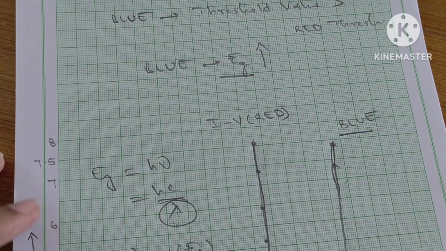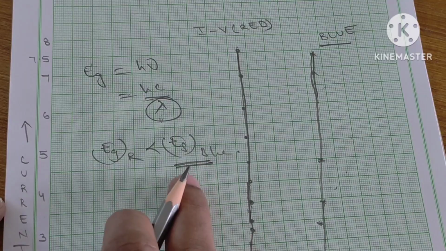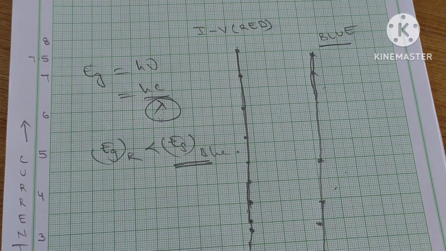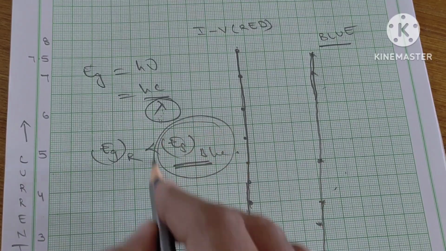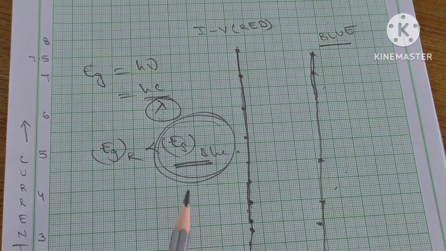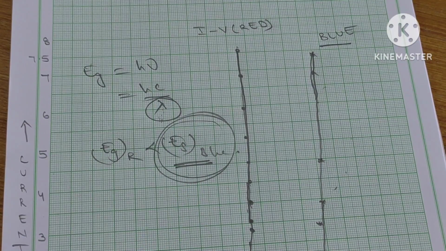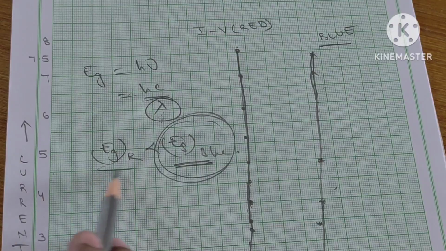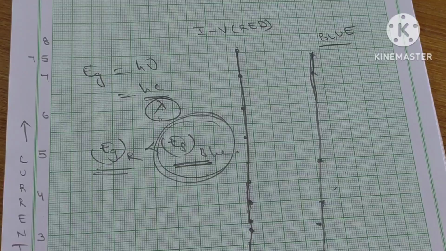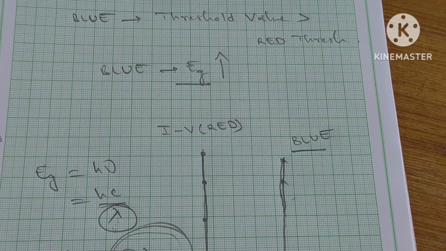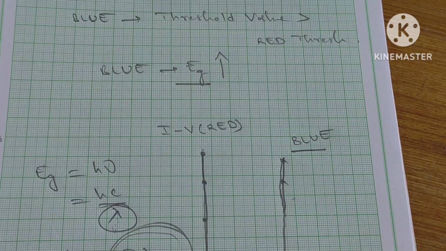Because of the higher energy gap, it requires a higher threshold voltage to move the charge carriers from the valence band to the conduction band. Because of that, current can flow in the blue LED only at a higher threshold of applied voltage compared to the red. Similarly, we can check for different kinds of LED. This is about the LED IV characteristics for two different colors. Similarly, we can choose any kind of color.